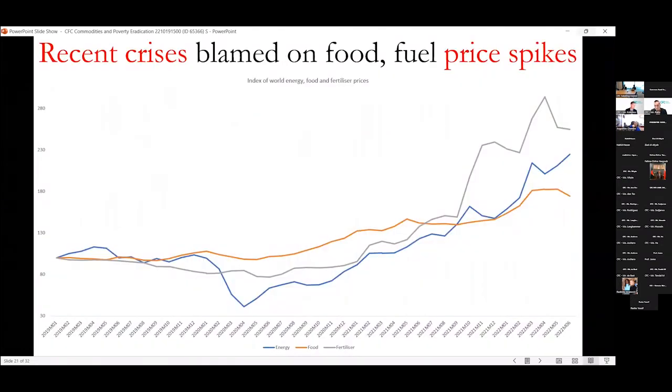So, when we talk about food crisis, recently, they have been due to what I call the spikes in food prices. Fuel price spikes also cause problems, but it is food price spikes which are considered problematic. But there's a tendency to focus primarily on prices and market prices. It is important to recognize that a great deal of food does not go through the market.